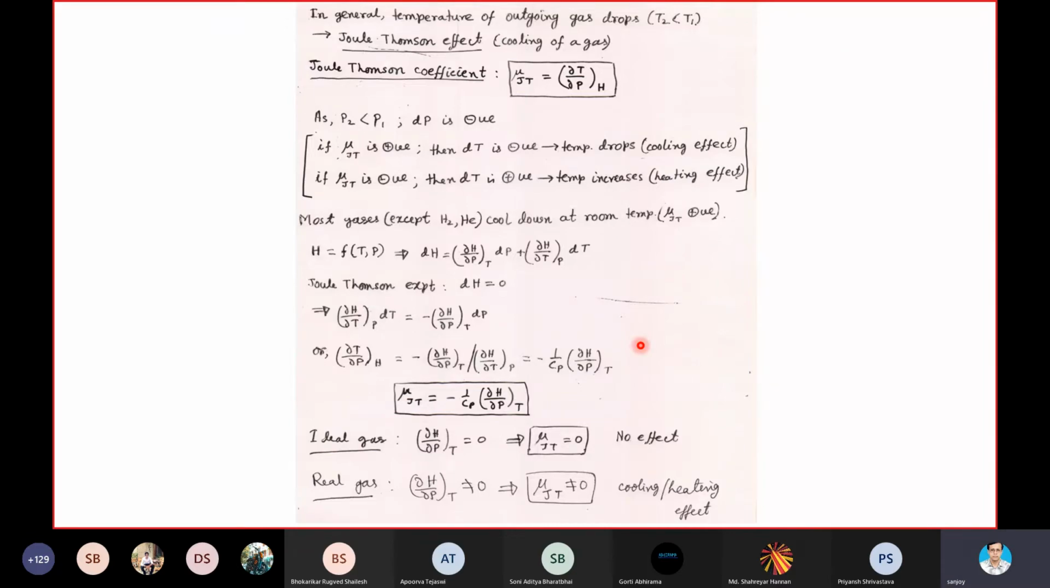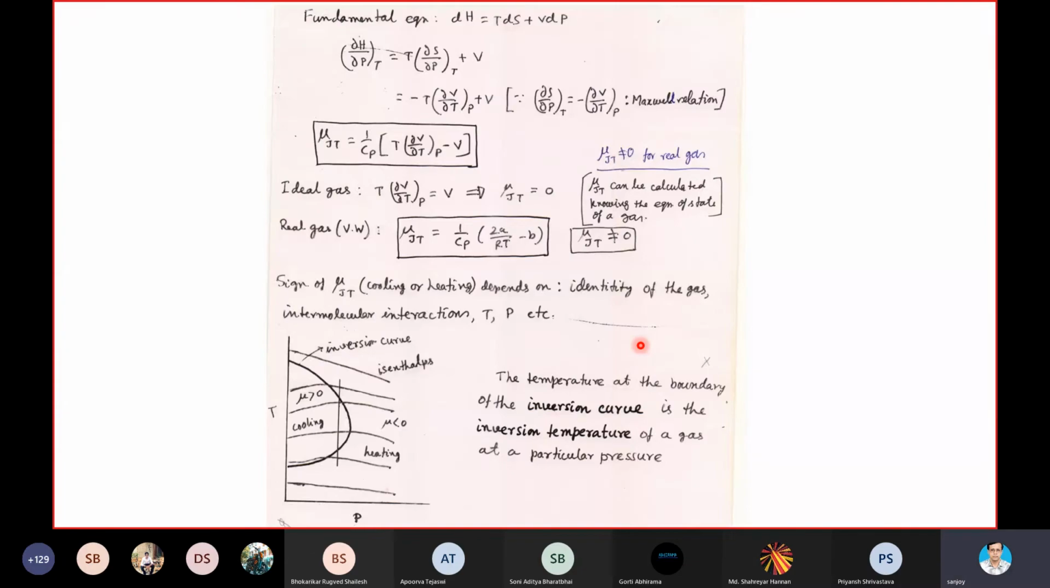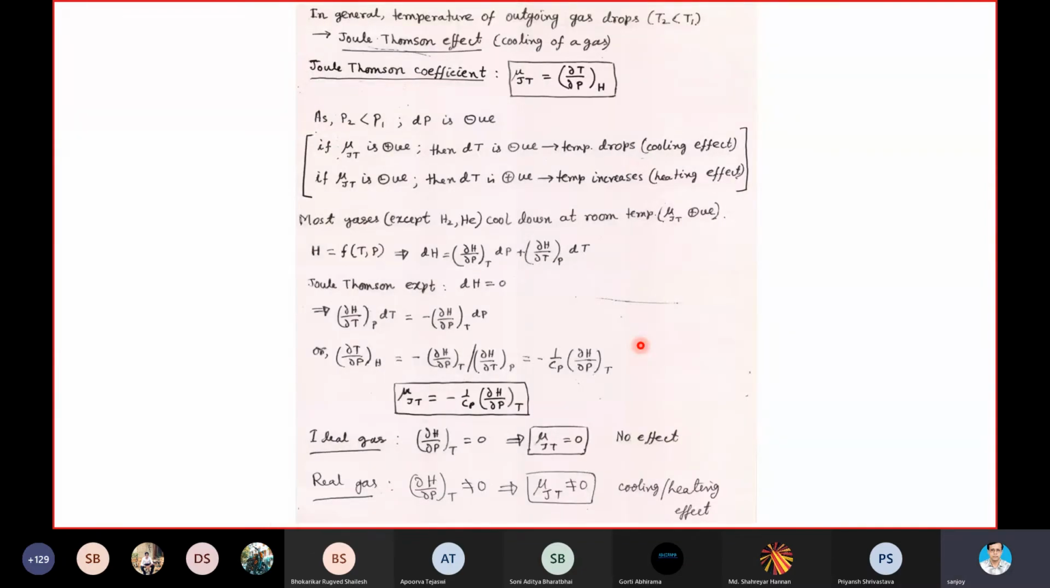Now we will try to further simplify it and see whether we can connect an equation of state with that. Okay, that is our next goal. So far here we defined this Joule-Thomson coefficient, and we showed that for ideal gas there is no effect, but for real gas there is some effect.